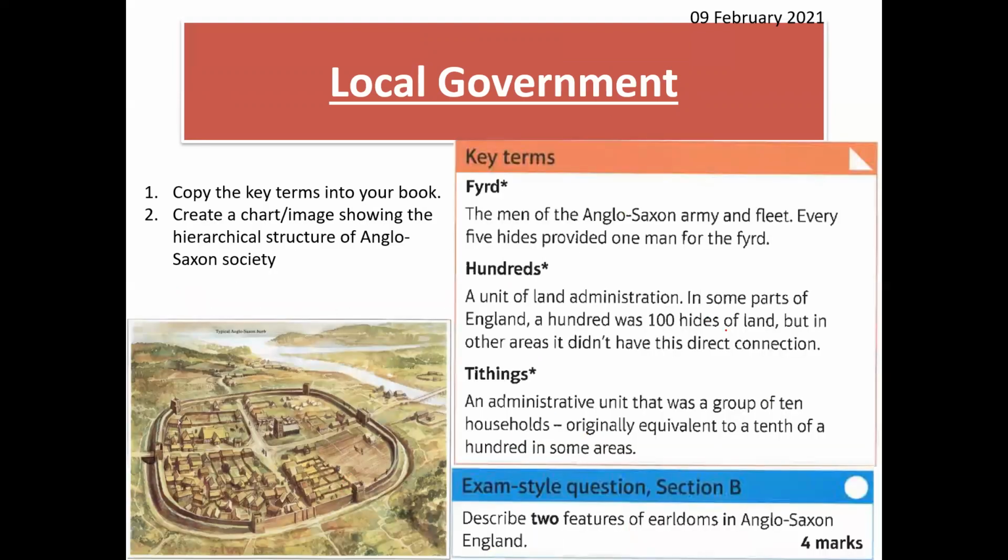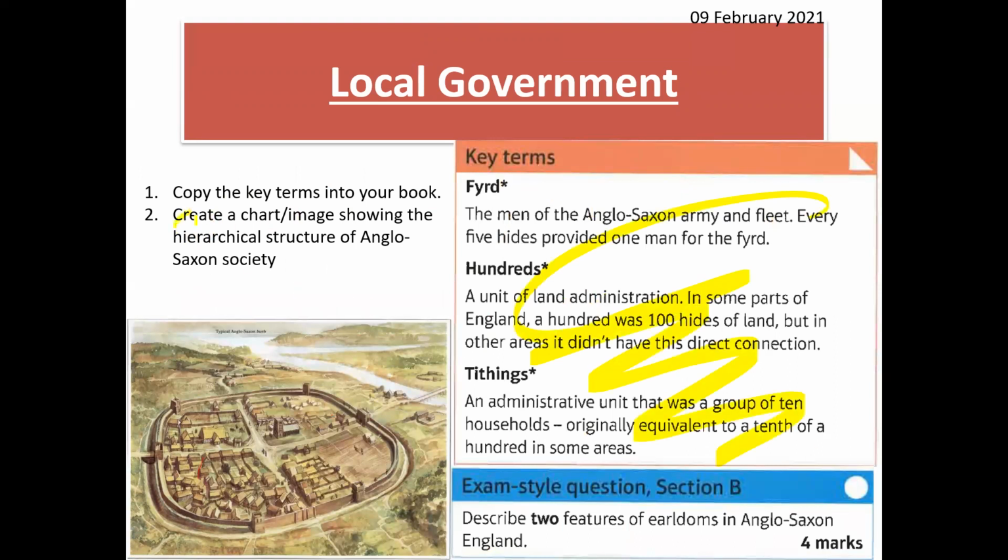So we've got some key terms here, ladies and gents, and some questions over. So make sure you've got these key terms written in your books.